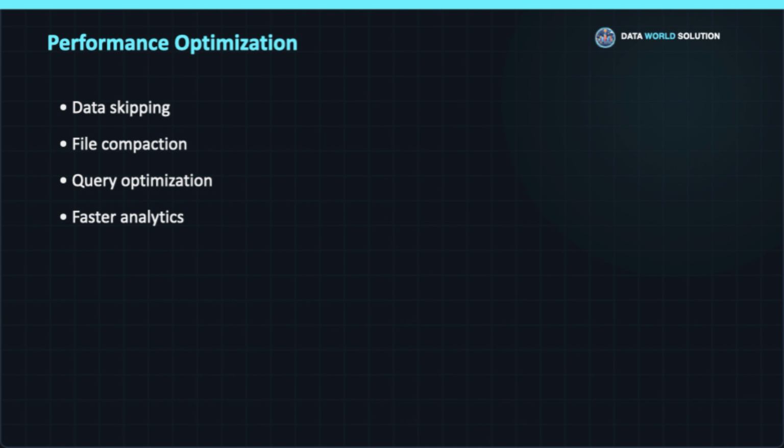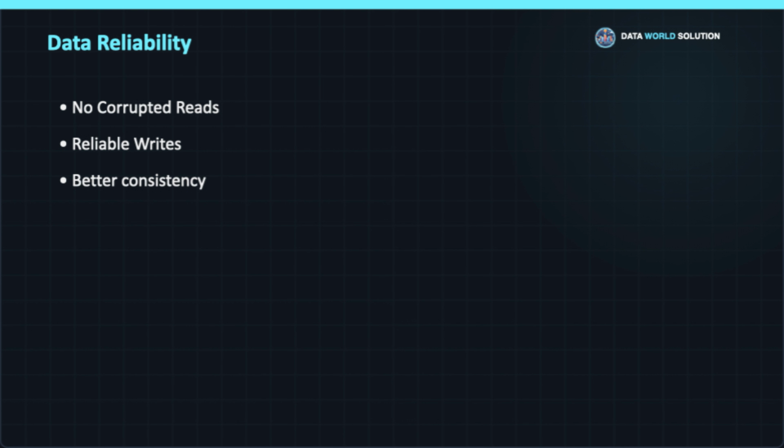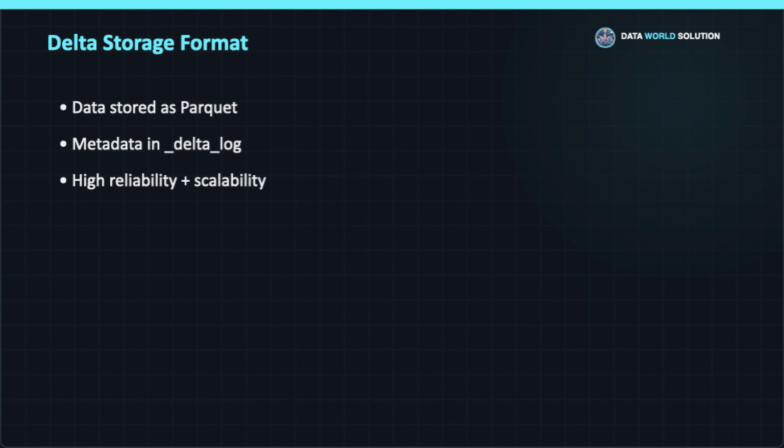Faster performance. Delta Lake improves performance using data skipping, file compaction, optimizations, caching, especially useful for large scale analytics. Data reliability. Delta Lake ensures no corrupted reads, reliable writes, better consistency. Very important for production systems. Delta Lake storage format. Delta Lake internally stores data mostly in Parquet format, but additionally it maintains transaction logs. So data is stored as Parquet, metadata is stored in _delta_log. This combination provides high performance, reliability, scalability.